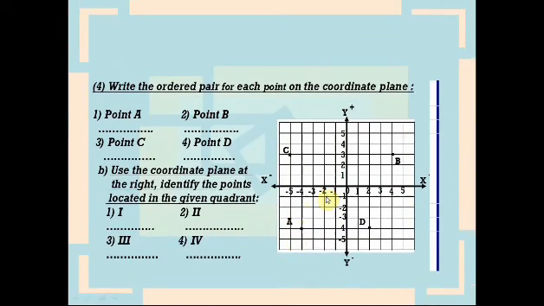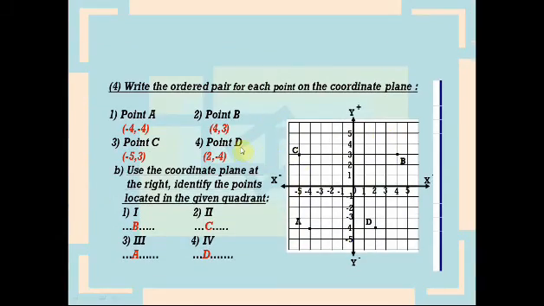Another example, we also have these points. Point A: x then y, negative 4 in x and also negative 4 in y. It will be (-4, -4). Point B: x then y, 4 in x and 3 in y. The ordered pair will be (4, 3). Point C: negative 5 in x and 3 in y. It would be (-5, 3). Point D: x is 2 and y is negative 4. It will be (2, -4).